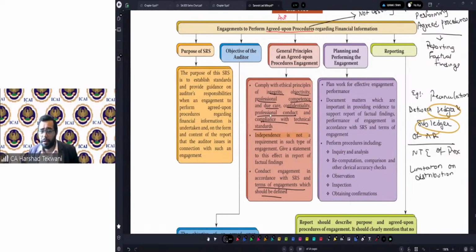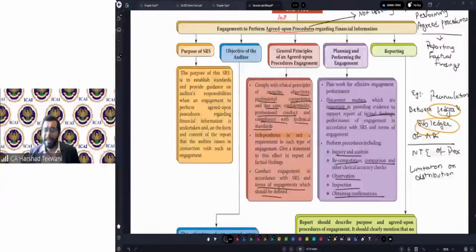Clear? So you need to plan these things and perform these things accordingly, and wherever required, you need to document the matters which are of importance, which are related to the factual findings. Let's say while performing the reconciliation, you identified some differences, reconciling items. You need to document that. And when it comes to the performance, you may choose to perform inquiry, analysis, recomputation, comparison, observation, inspection, obtaining balance confirmation. Whatever procedure is applicable in that scenario, you can perform.